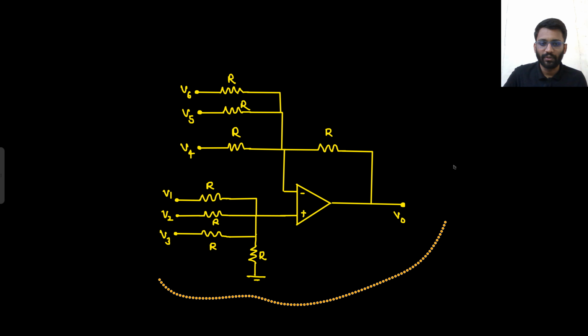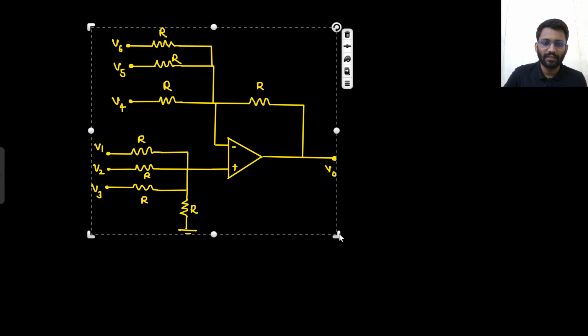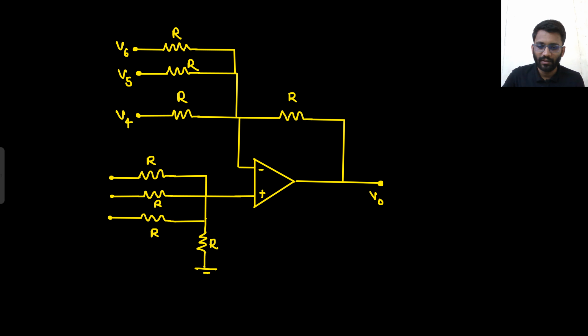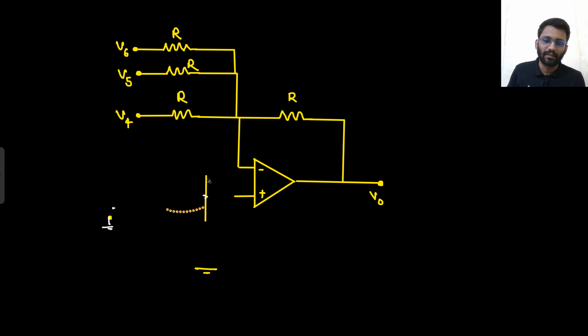So let's just consider only the inverting terminal now. If I am considering only the inverting terminals, what will I do? I will keep all of them shorted. So I am only considering these terminals, V6, V5 and V4, and I am shorting them. If I short them, what will happen? From this node to ground you see R, from this node to ground you see R, from this node to ground you see R, from this node to ground you see R. So all R will come in parallel. So from this node to ground, what do you see? R by 4.